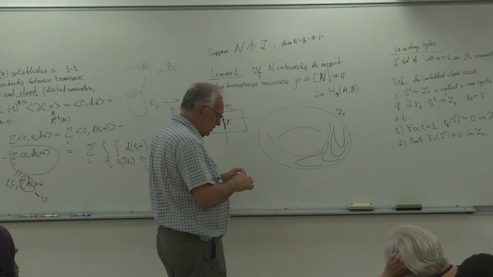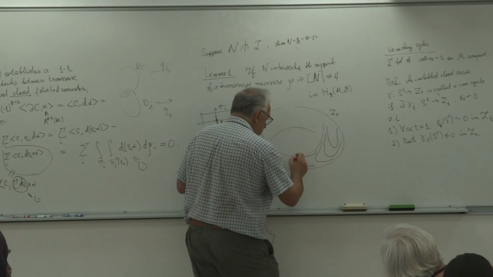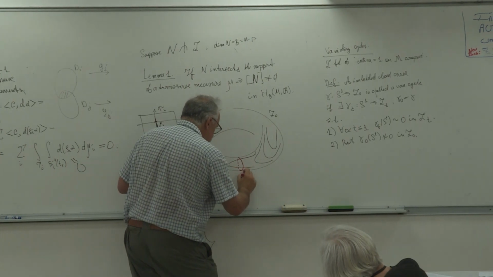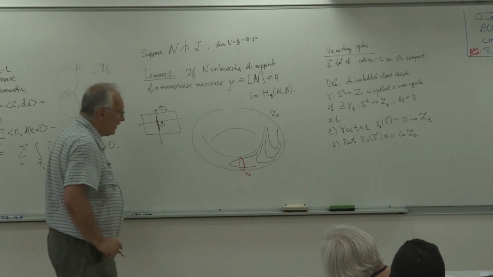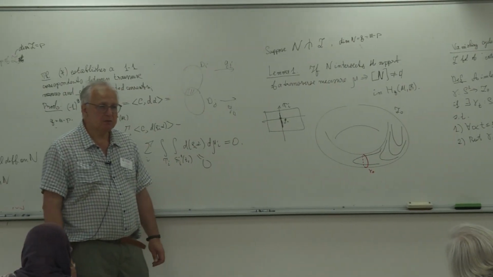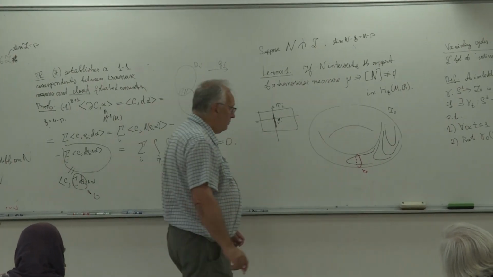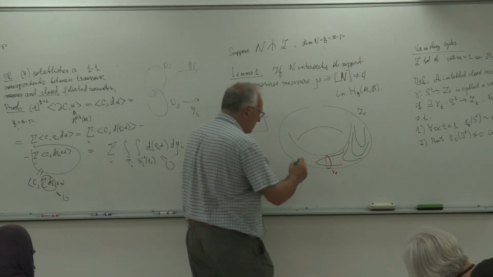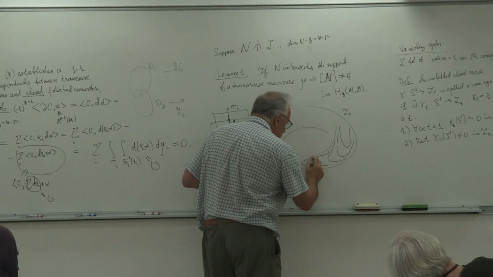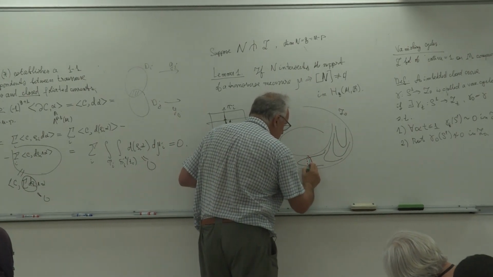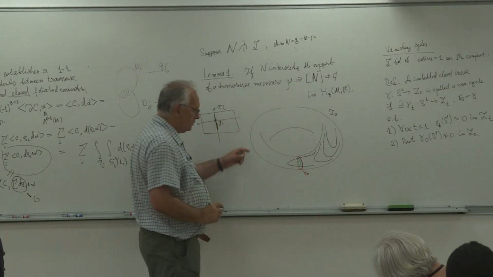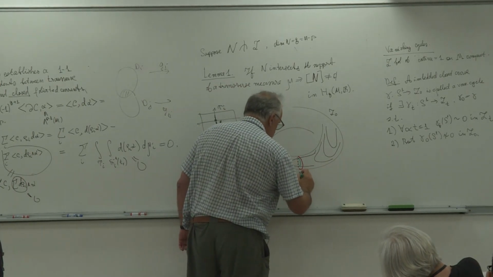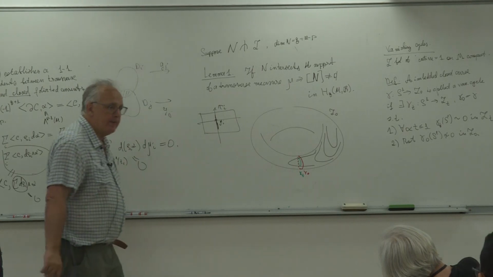And now, vanishing cycle. If you take a circle here, gamma 0, it is not homotopic to 0 on its leaf. But you can perturb this thing and get to the nearby leaf, and this is homotopic to 0.